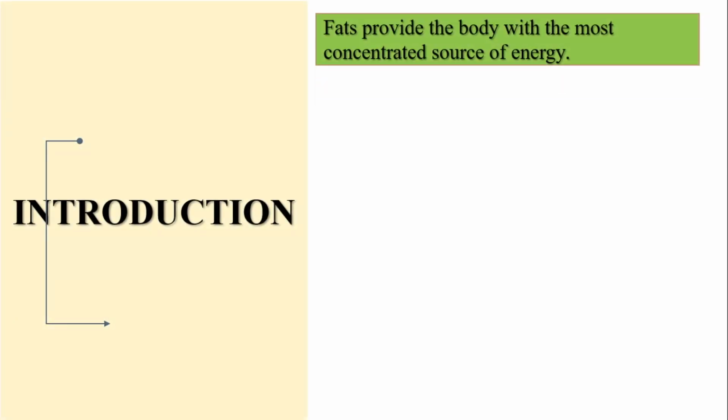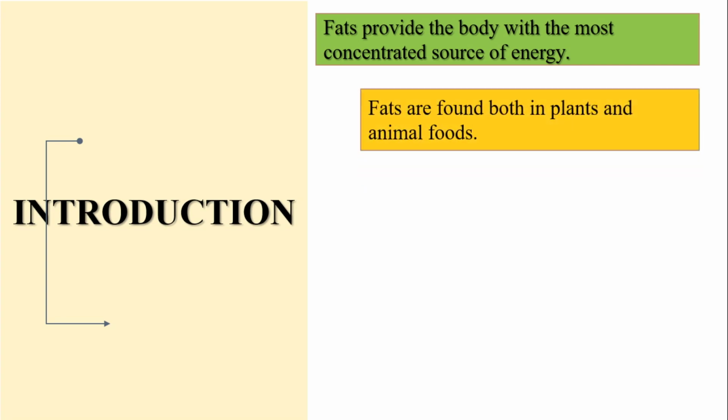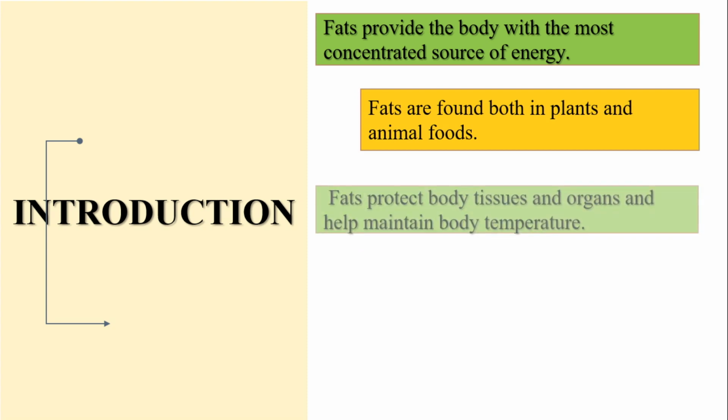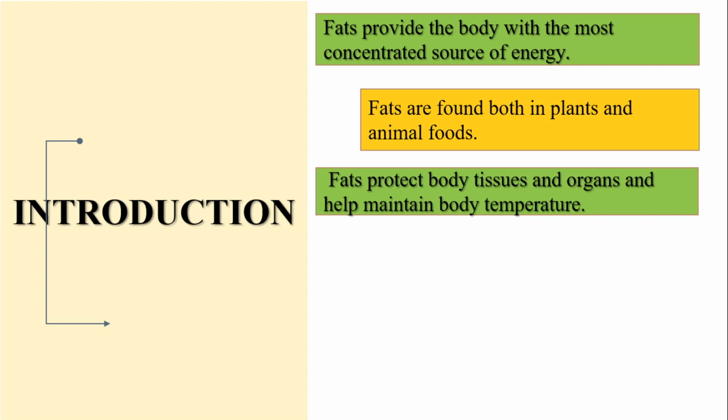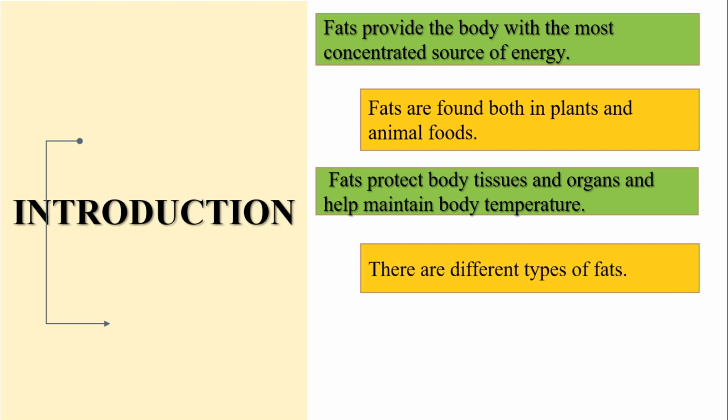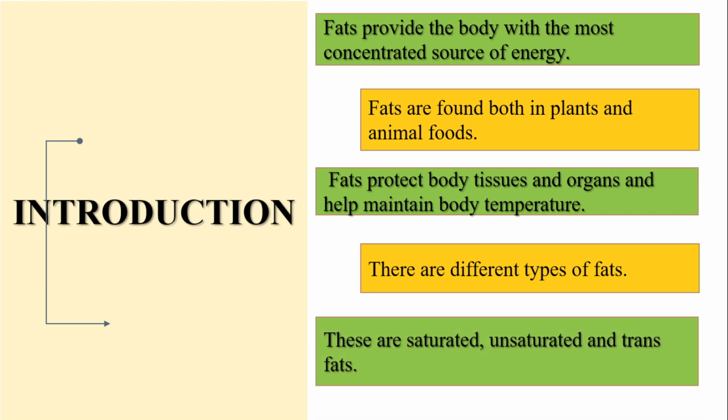Introduction. Fats provide the body with the most concentrated source of energy. Fats are found both in plants and animal foods. Fats protect body tissues and organs and help maintain body temperature. There are different types of fats. These are saturated, unsaturated, and trans fats.